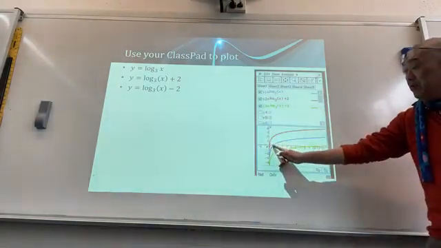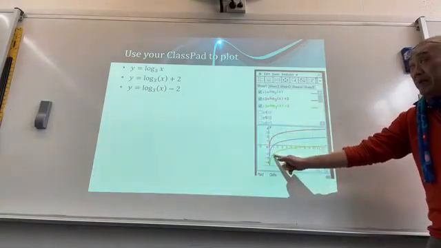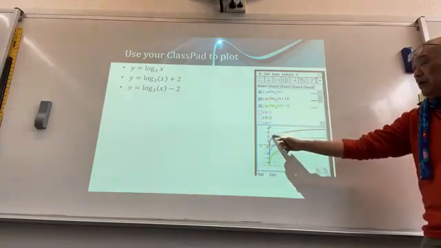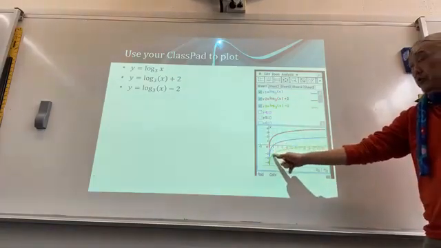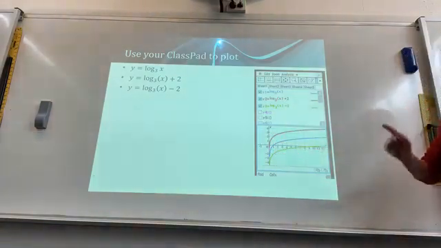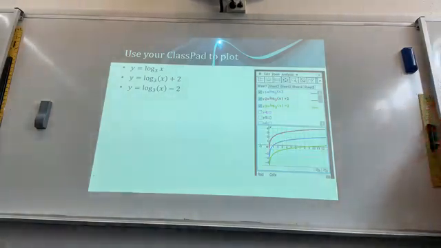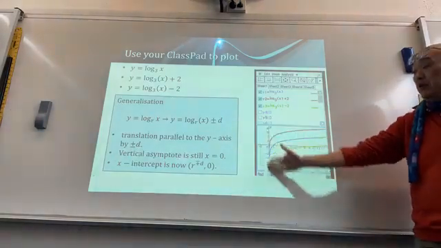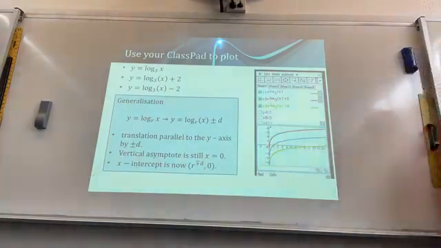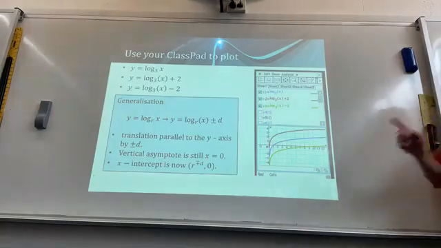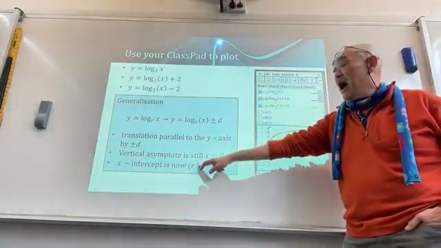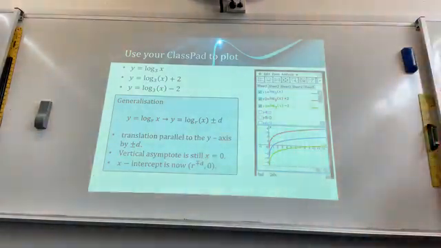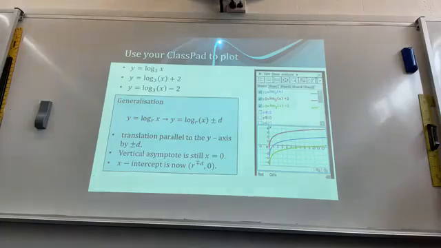Again, use the key point. Look at the movement up and look at the movement down. Plus 2 is gone up by 2. Minus 2 is gone down by 2. Again, this time there is no change in the asymptote. It's still x equals 0. Now, the intercept is r to the power of plus or minus d, or minus or plus d.